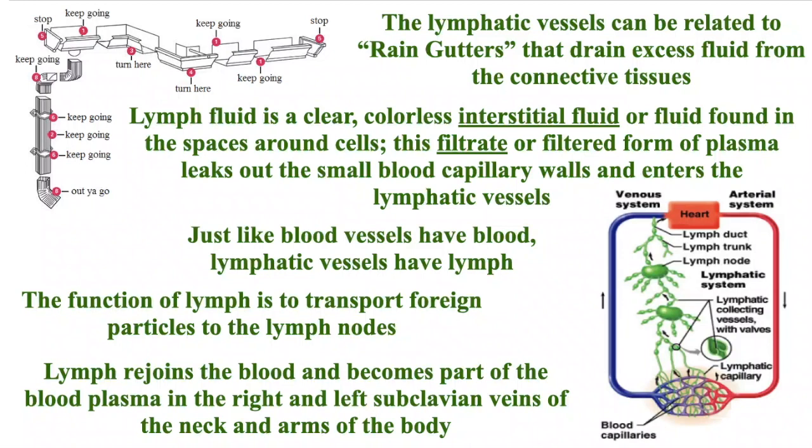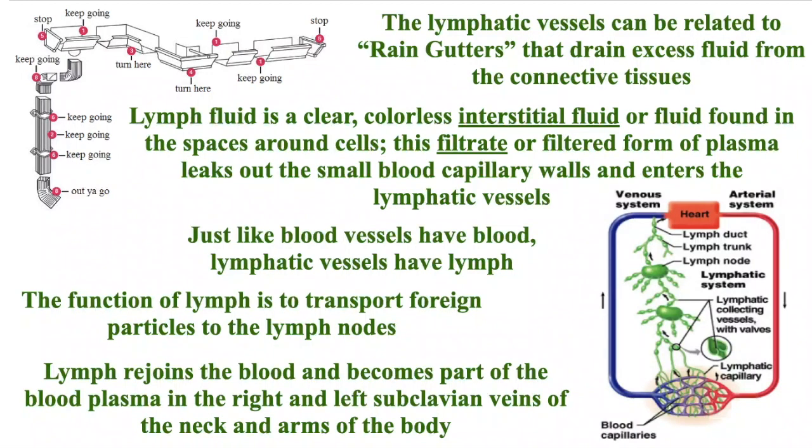Now the lymph fluid, as we said before, is clear and colorless, and this fluid is drained from around the cells, and this resides in the spaces around the cells, and then basically it will be filtered, and it's considered a filtered form of plasma. So very similar in content to plasma, the protein material. As this material leaks out of the cells and out of the capillary walls, it then will enter the lymphatic system, the lymphatic vessels.